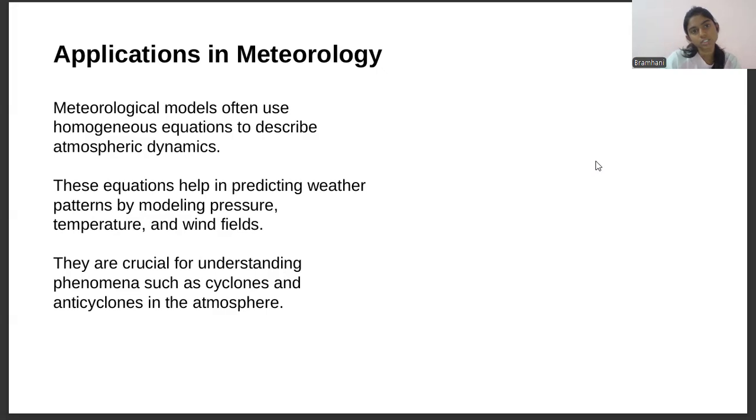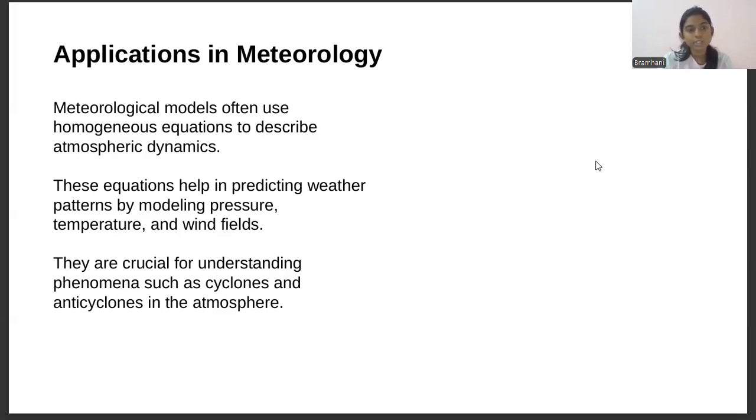Application in meteorology. Meteorological models often use homogeneous equations to describe atmospheric dynamics. They are used to identify or analyze the atmospheric dynamic conditions. These equations help in predicting weather patterns by modeling pressure, temperature, and wind fields. As we can see here, they are used to predict weather patterns and model pressure, temperature, and wind fields.